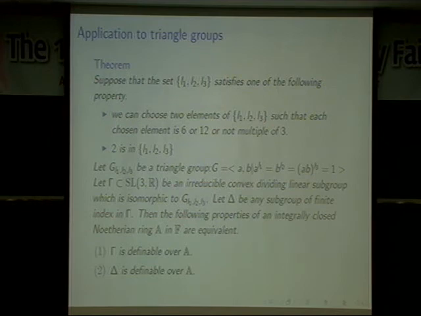And let G, L1, L2, L3 be a triangle group as follows, and let gamma be an irreducible convex dividing linear subgroup which is isomorphic to this triangle group. Let delta be any subgroup of finite index in gamma. The following properties of an integrally closed Noetherian ring A in F are equivalent: gamma is definable over A, and delta is definable over A. So unfortunately, we don't really have a method to find representations of these triangle groups. But we have this result for finite index subgroups.